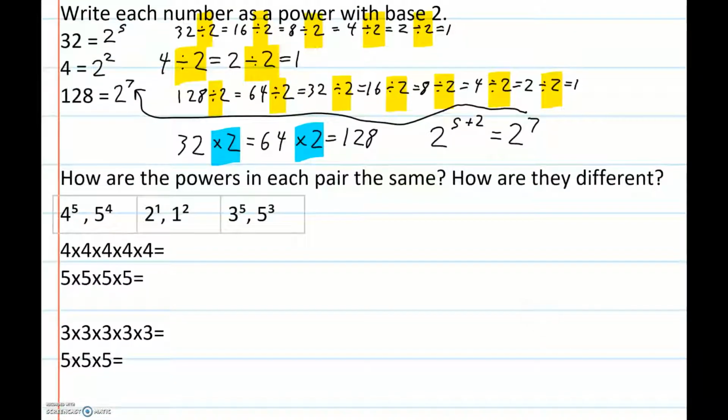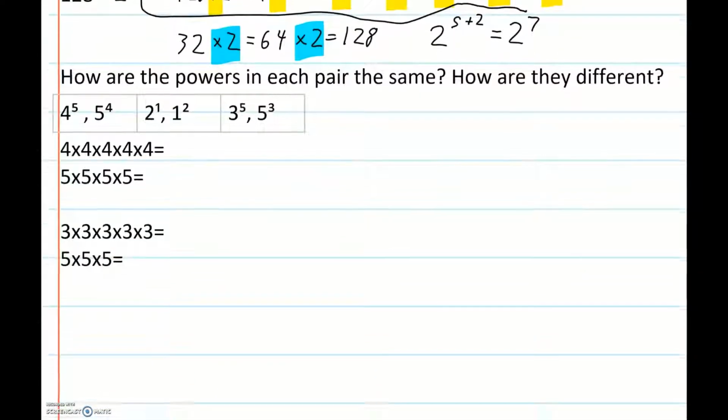So that one's done. But I would stick with dividing by whatever the base is, whether it be 2, 3, 5, whatever it is. You can divide by the base. This multiplying thing, some of you might use it, but it's more of an interest thing.